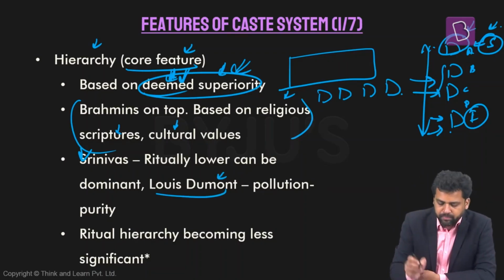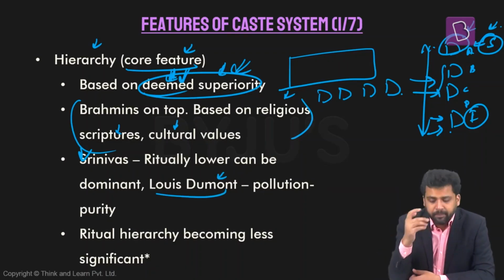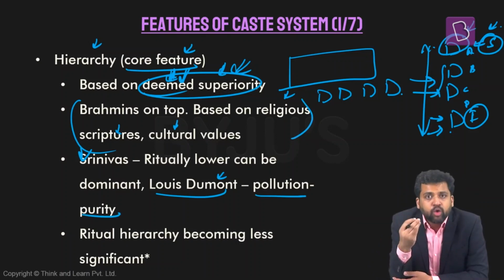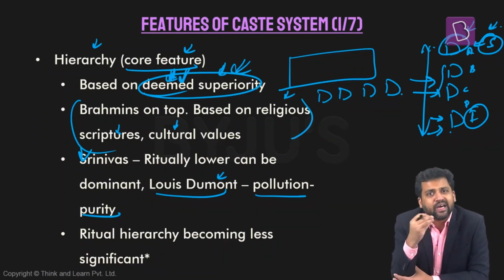Another thing that Louis Dumont says is that the basis of this hierarchy is pollution and purity. This is something which might be new to you. What is pollution? What is purity? In fact, these two terms are linked with one another, kind of opposite of one another. What Louis Dumont is saying is that the entire society is governed by the notions of pollution and purity. Certain things are considered to be pure, and certain things are considered to be polluted.